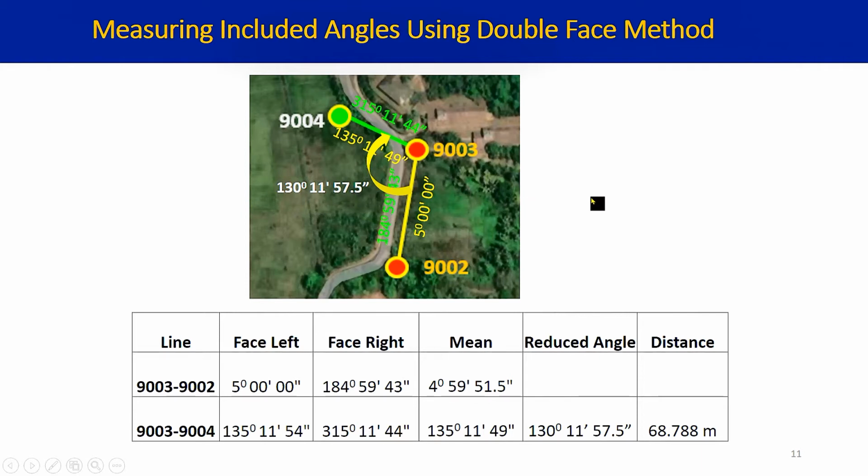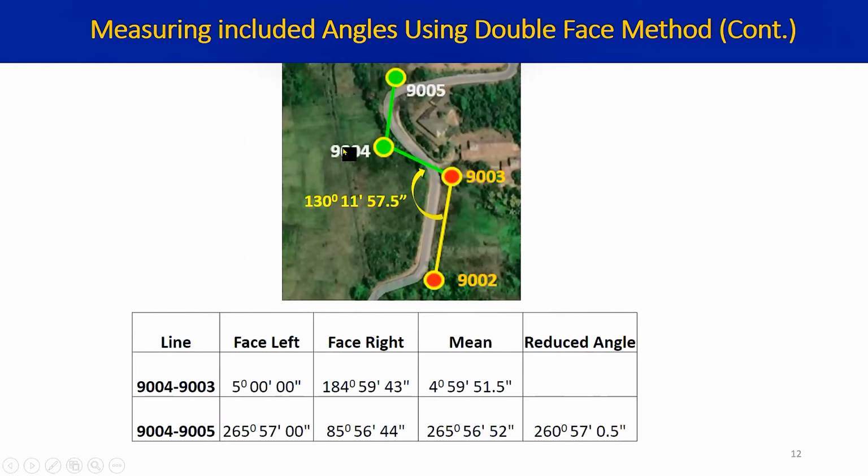Then the next thing is we need to find out the included angles of all the stations. Next we are going to find out the included angle between 9003 and 9005 measured from 9004. Again we can set up the phase left angle to 9003 as 5 and carry on the procedure similar to the previous one. Here, the phase right reading of 9004, 9005 is less than the phase left reading: 85 degrees 56 minutes and 44 seconds.